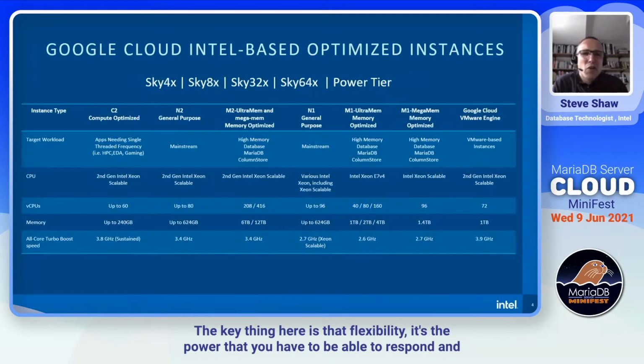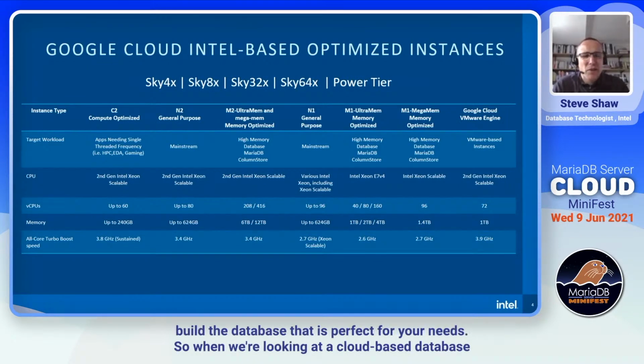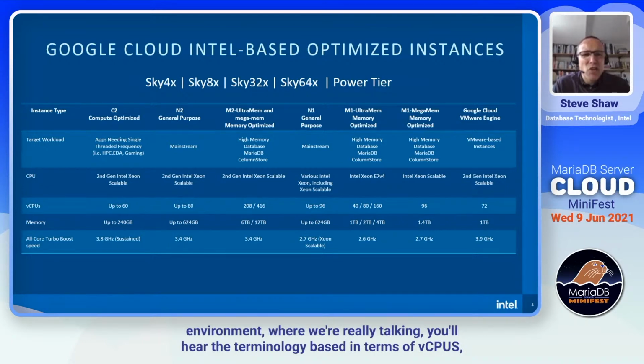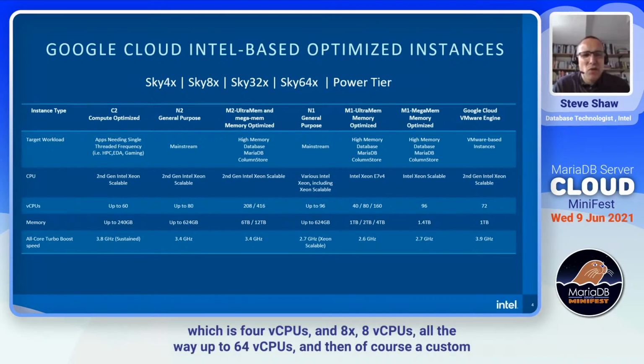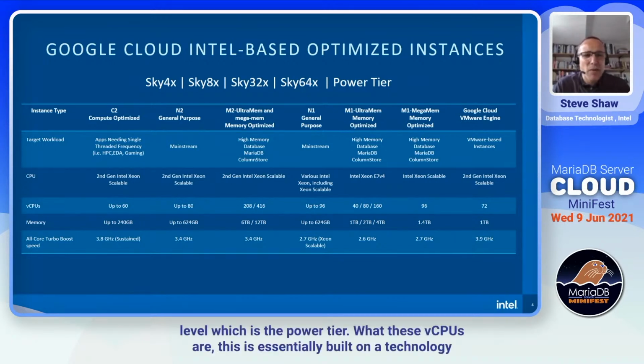It's the power that you have to be able to respond and build a database that is perfect for your needs. So when we're looking at a cloud-based database environment, you'll hear the terminology in terms of vCPUs. If we take SkySQL running in the Google Cloud as an example, we have Sky 4X, which is 4 vCPUs, and 8X, 8 vCPUs, all the way up to 64 vCPUs, and then of course a custom level, which is the power tier.